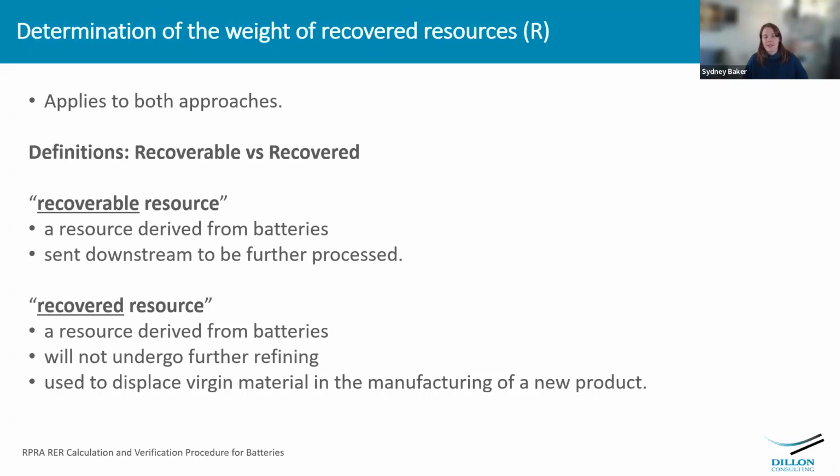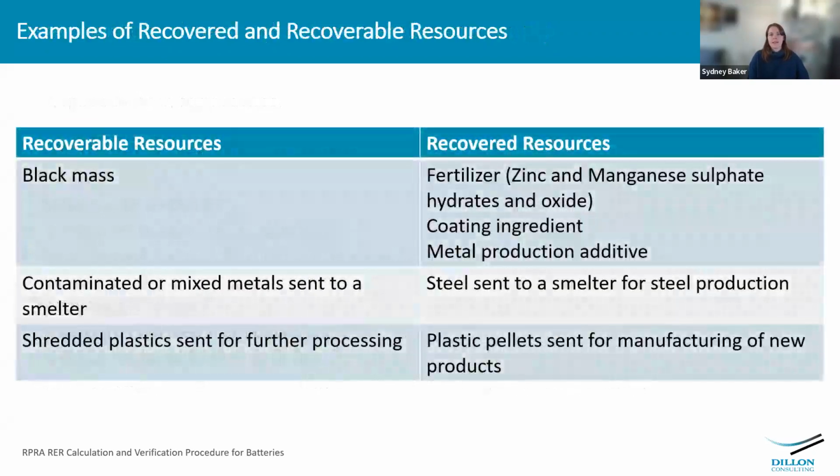So now that we've got the total weight, the TW, the next thing that needs to be determined is the weight of recovered resources. As Tessa went through, there are two definitions: recoverable resources and recovered resources. Again, the recoverable resources are going to be sent to a downstream processor for further processing. And the recovered resource is going to be used to displace a virgin material in the manufacturing of a new product. These examples of recoverable and recovered resources are provided within the procedure. This isn't meant to be an exhaustive list, but it is meant to help processors understand which would be recoverable or recovered.